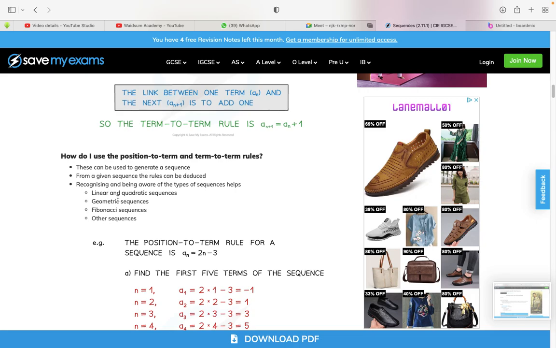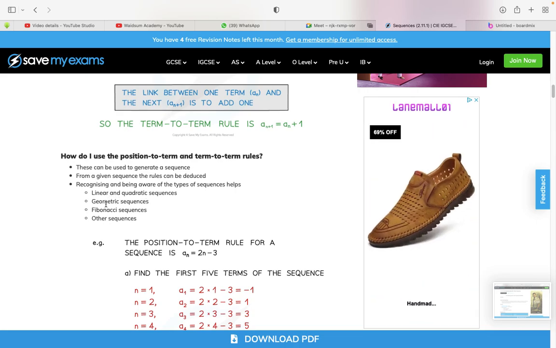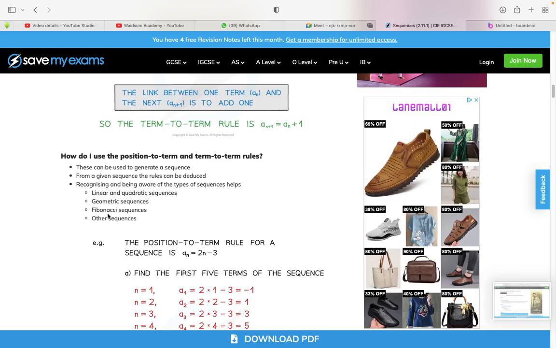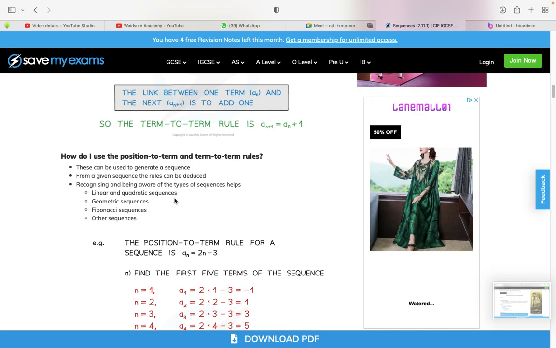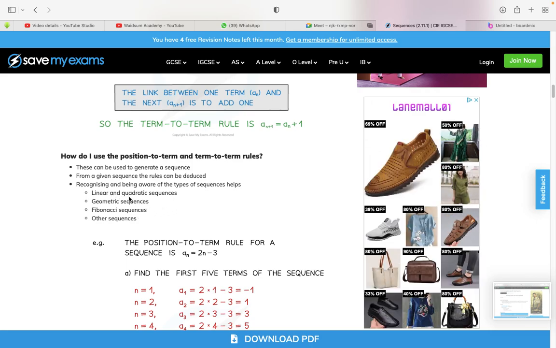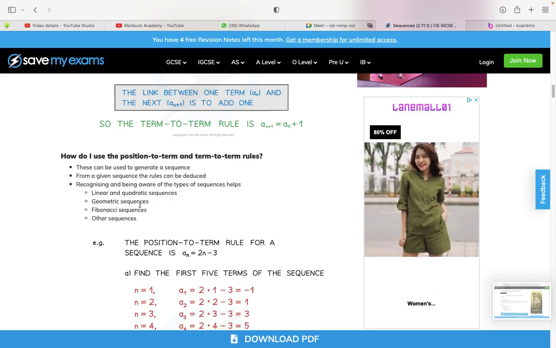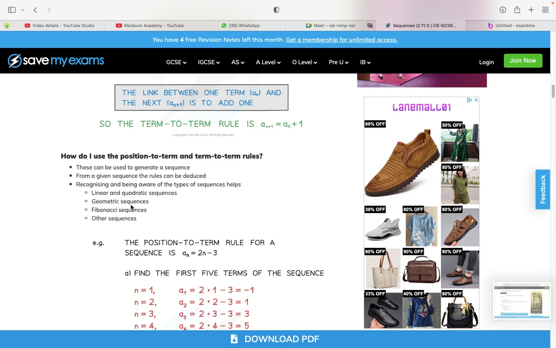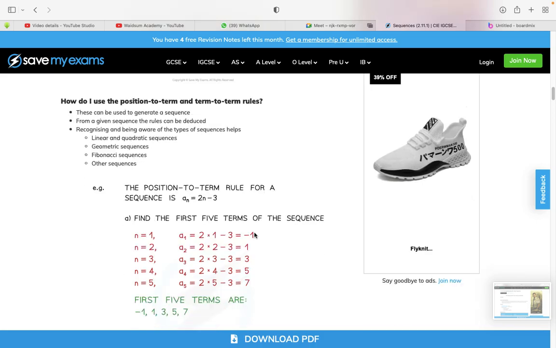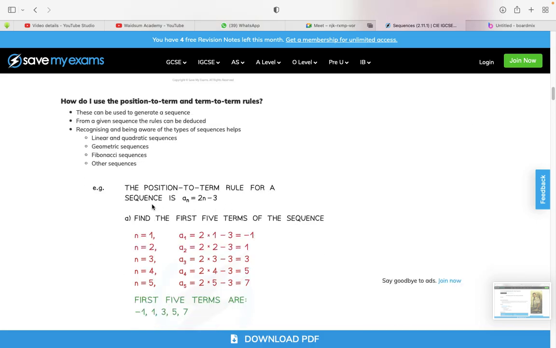You have to know if it's a linear sequence, quadratic sequence, geometric sequence, Fibonacci sequence, or another sequence. The ones that concern us for Cambridge IGCSE: you need to know the linear sequence, which is the arithmetic sequence, the quadratic sequence, the cubic sequence, the geometric sequence, and so on. Is that okay? So, example: position to term rule for this sequence.